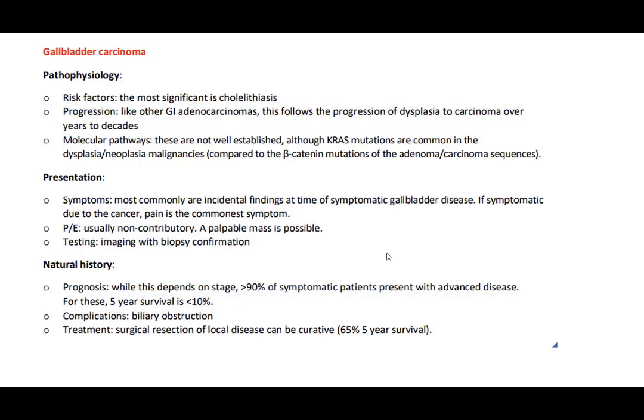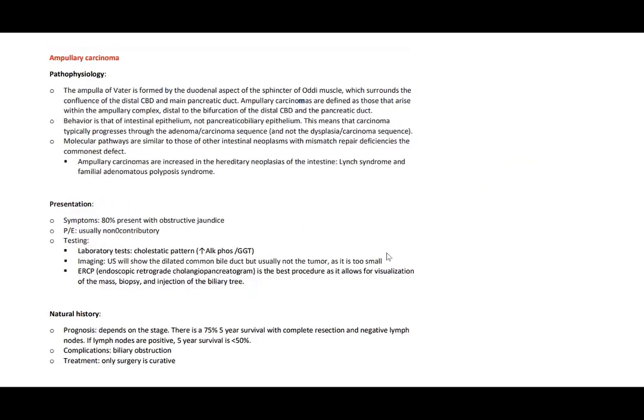Greater than 90% of symptomatic patients present with advanced disease, and for these patients, 5-year survival is low. Complications like biliary obstruction can occur, and a treatment, again, is surgical resection. And local disease can actually have pretty decent prognosis when caught early. It's just most of these patients are not found at an early stage in their disease process.